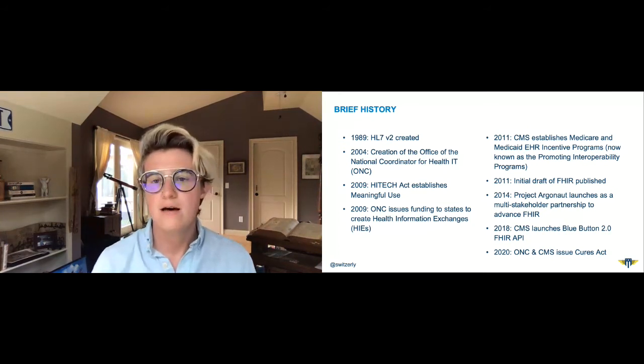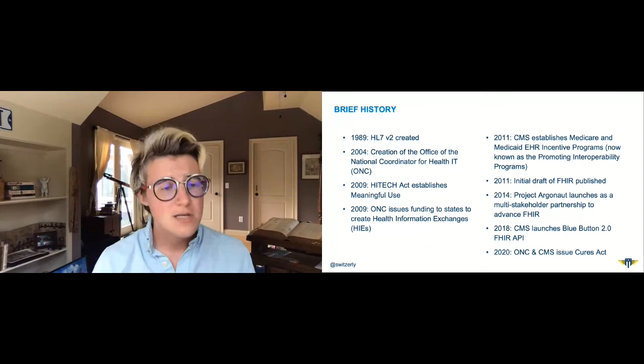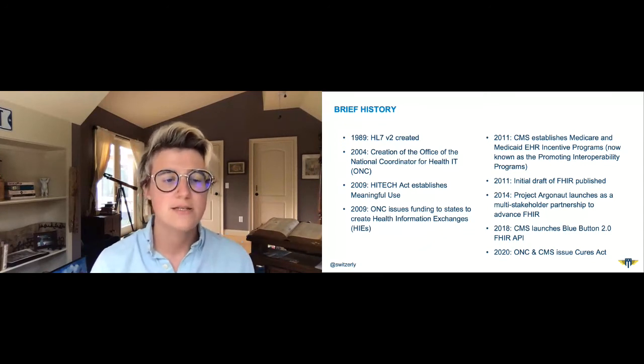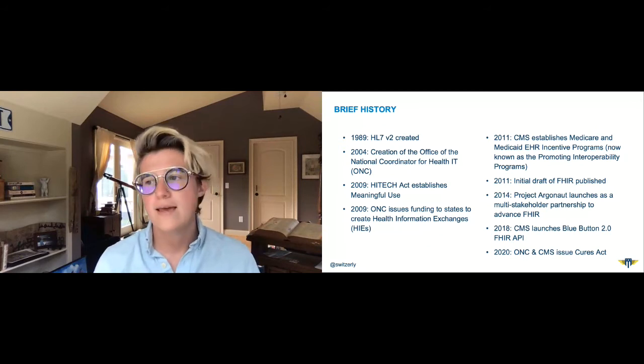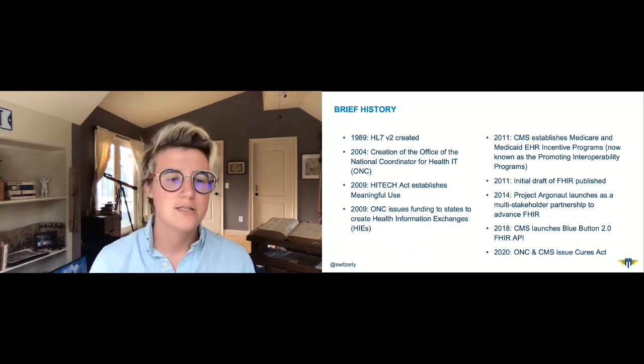interoperable electronic health records. Also in 2009, the ONC issues fundings to states to create health information exchanges. You can kind of think of these, and we're going to see an example later, as the connectors. So say, you know, you have one health information exchange, they have to be nonprofit. They'll have their own software. They're both an organization and a software.